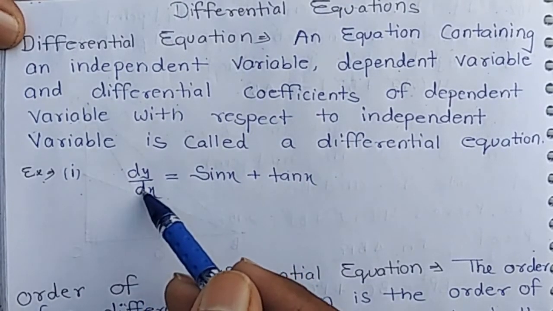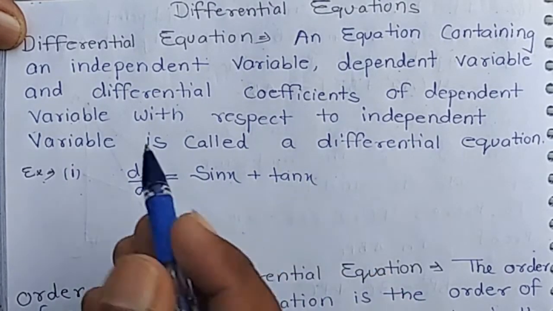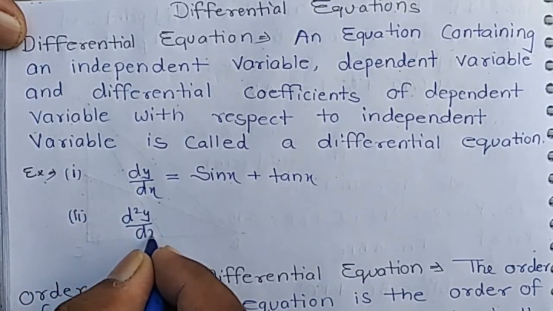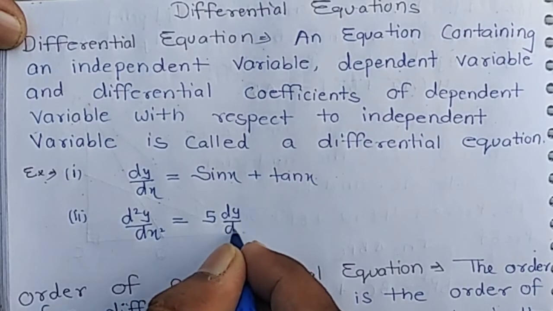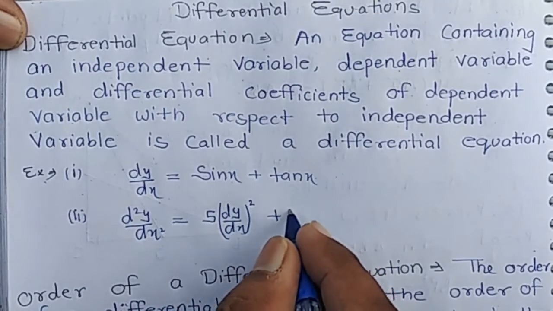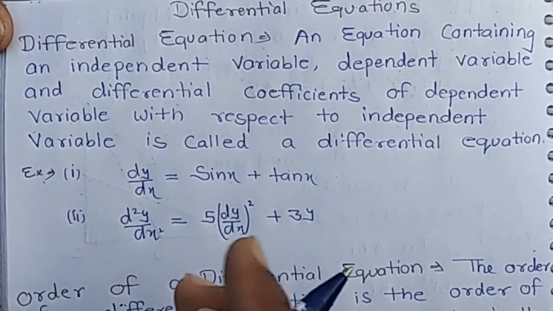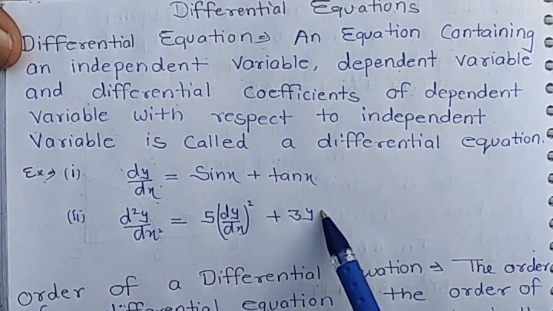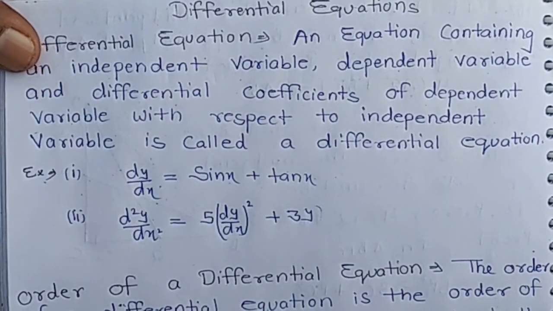It is a differential coefficient of the dependent variable with respect to the independent variable and it contains x, or d2y by dx square plus 5 dy by dx plus 3y. These are examples of differential equations. They contain a differential coefficient, the dependent variable, and also x, which is the independent variable.